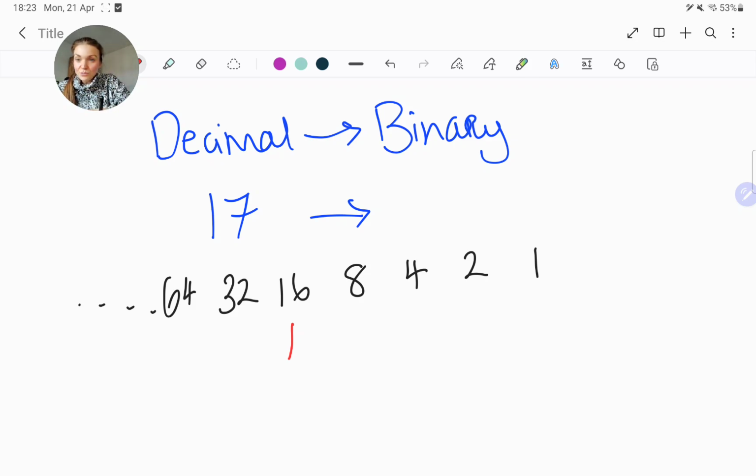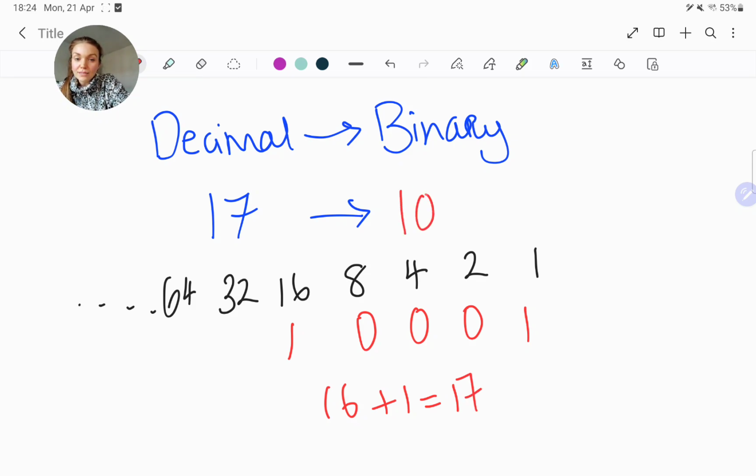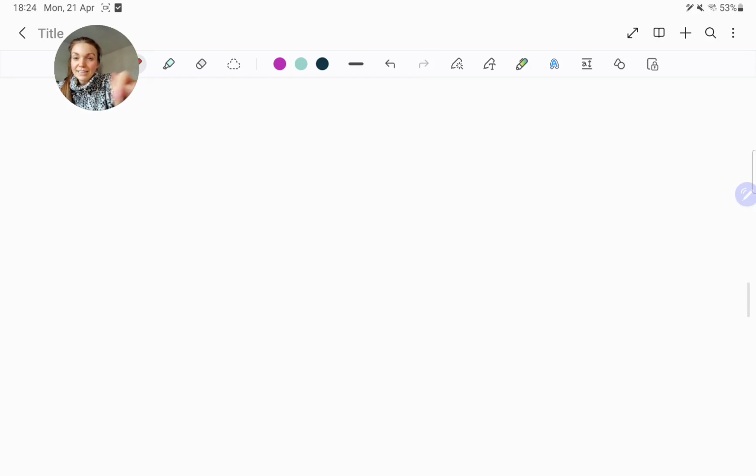So if 17 is what we want, we start with 16. How many more do we need? We just need one more because 16 plus 1 is 17. So 17 as a binary is 1, 0, 0, 0, 1. Okay? Let's do another one.